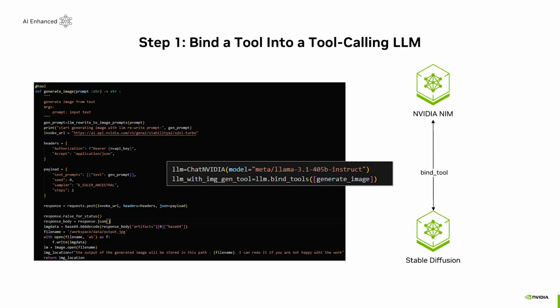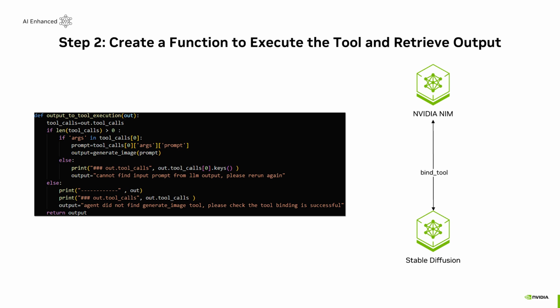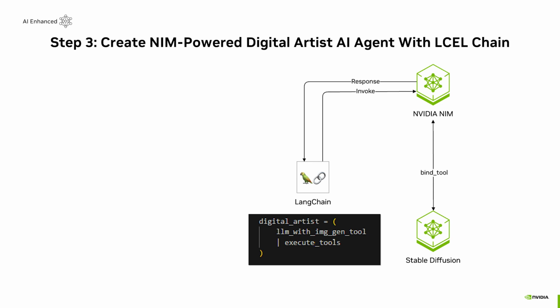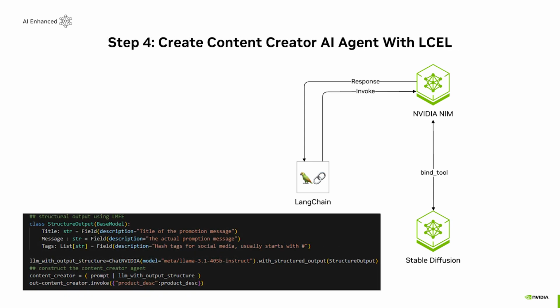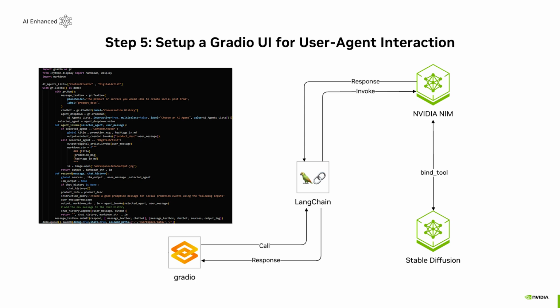To create a digital artist, we'll bind the stable diffusion model into a large language model as a tool for generating images on demand. Next, we'll create a function to trigger the AI agent to produce the desired output. Using LangChain Expression Language, or LCEL, we'll refine our digital artist AI agent to produce outputs from the received inputs. Using with_structured_output ensures that the content creator AI agent generates organized and structured outputs like promotional text and hashtags. Next, we'll set up a simple Gradio UI to interact with both agents, adjust prompts, and preview results.